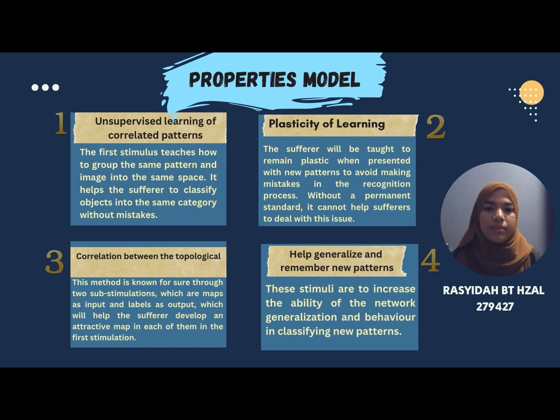The second one is plasticity of learning. The sufferer will be taught to remain plastic when presented with new patterns to avoid making mistakes in the recognition process. Without a permanent standard, it cannot help the sufferer to deal with this issue. And the third one is correlation between the topological representation and the output label. This method works through 2 sub-stimulations, with maps as input and labels as output, which will help the sufferer develop an attractive map in each of them in the first stimulation. And the 4th step is to help generalize and remember new patterns.